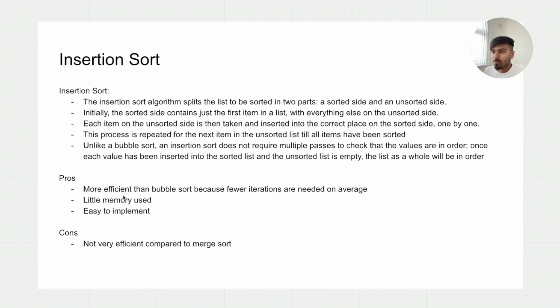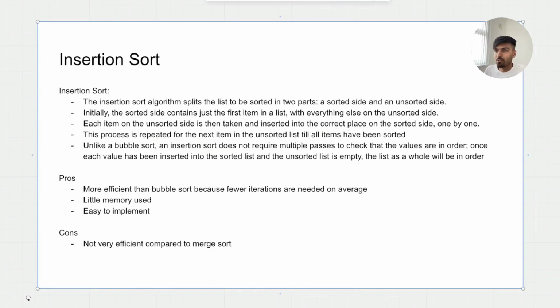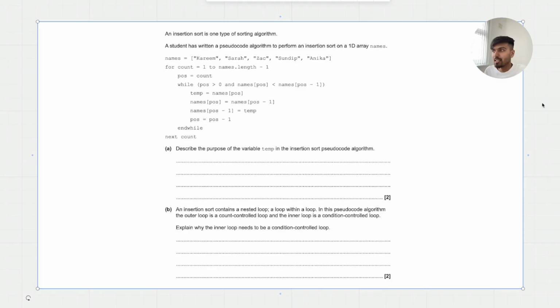The pros are it's more efficient than bubble sort because fewer iterations are needed on average. Little memory use because we're not creating new arrays or something, and it's easy to implement. However, it's not very efficient compared to merge sort, which is the most efficient algorithm that you know for GCSEs.